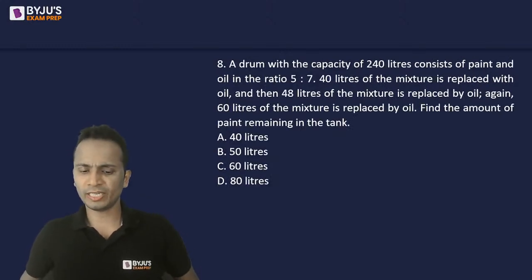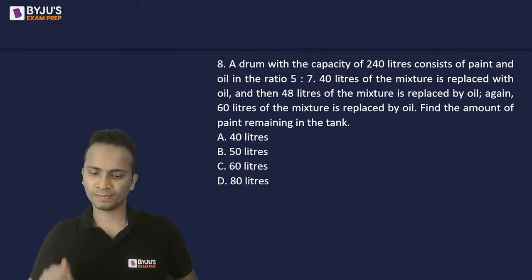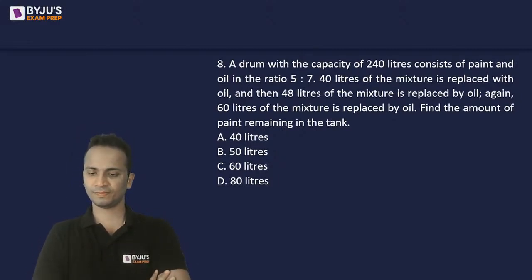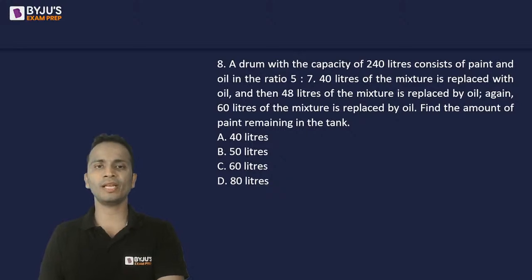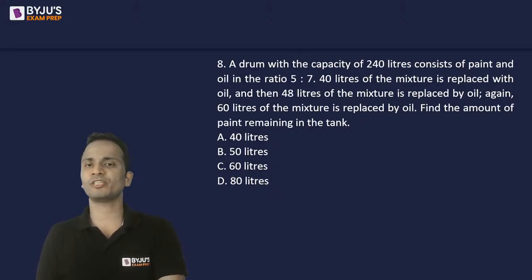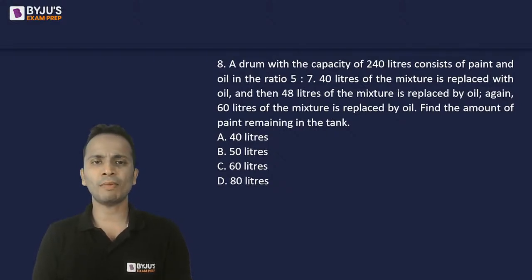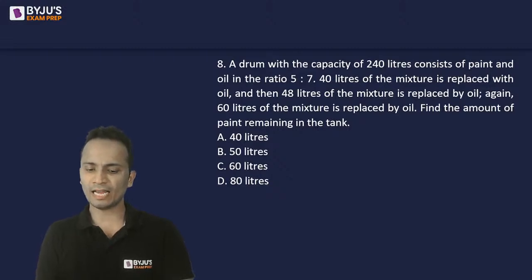Question number 8 on your screen now. A drum with capacity of 240 liters consists of paint and oil in the ratio 5 is to 7. 40 liters of mixture is replaced with oil, then 48 liters of this mixture is replaced with oil, and again 60 liters of mixture is replaced with oil. Okay, so you'll have to find out the final amount of paint in the tank.